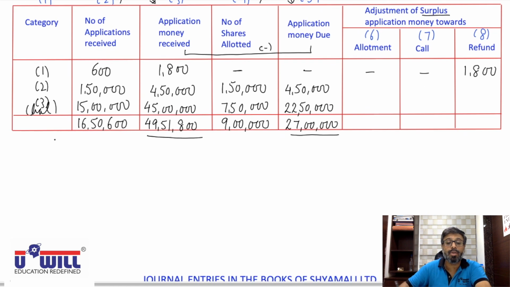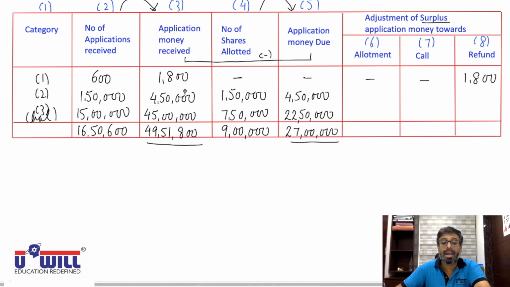Now from category 2 onwards, 4,50,000 minus 4,50,000, there is no surplus remaining. Okay, there is no surplus remaining because 1,50,000 applications received, 1,50,000 shares allotted. Full allotment is done. So whatever money is received is actually due. No surplus further remains for adjusting with allotment or call or refund.